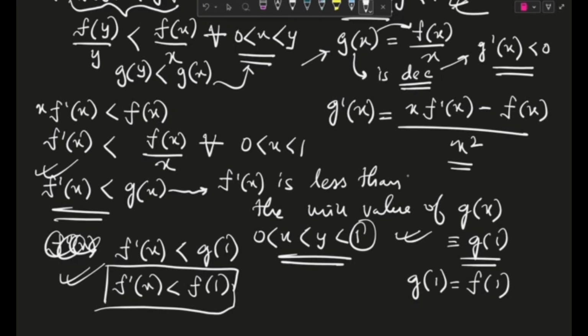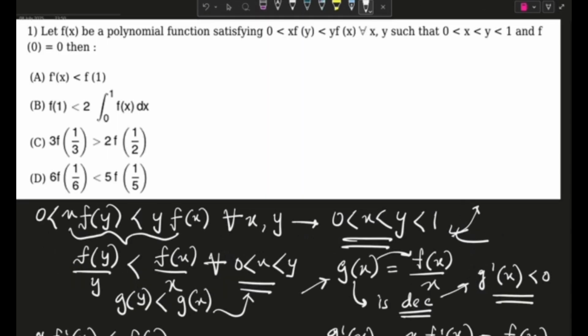First, let's verify if we have something else. I will just look at the options once for clarity. So basically f dash x less than f of 1 makes A correct. And we have something else also with us, like there is some f of 1 less than 2 times integral something. I can see something like this. So basically I guess we have to do some integration. So for that we already have a differential form ready, right? That f dash x is less than f of x. It is somewhere here. So I guess we can use it.